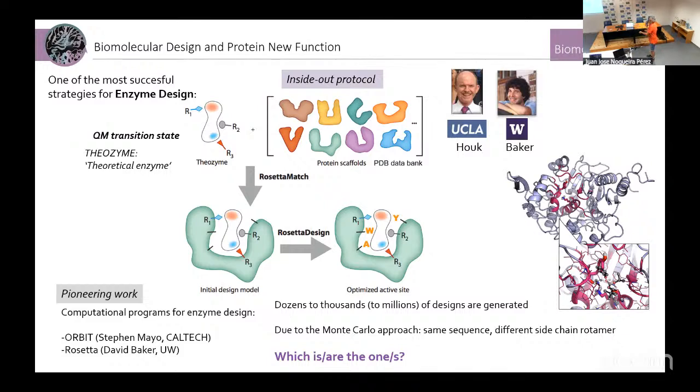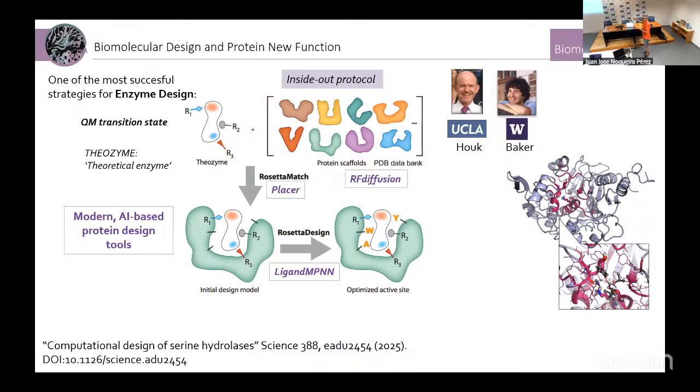The problem again is how to choose which of the protein sequences will be able to fold, to be stable, and to host that particular substrate and transition state. The initial designs were based on Diels-Alder reactions, retroaldol reactions, Kemp eliminase reactions. The designs were really poor, and extensive directed evolution was required to make proteins really functional. But the idea was there. And nowadays, this is probably the most successful strategy to computationally design new enzymes.